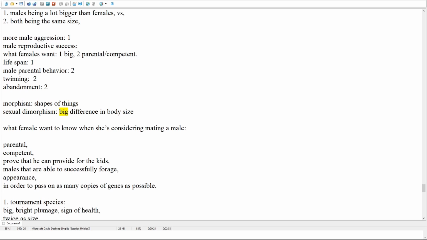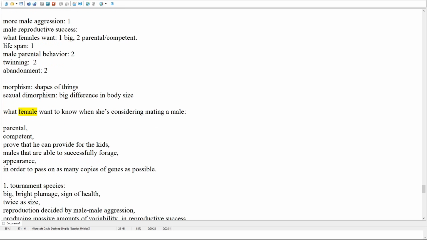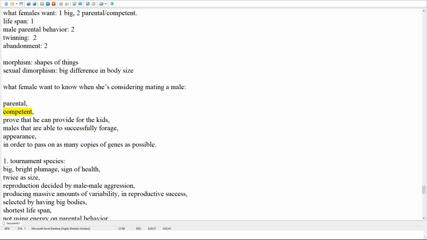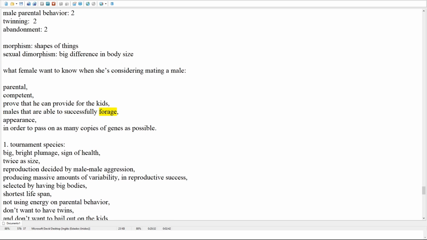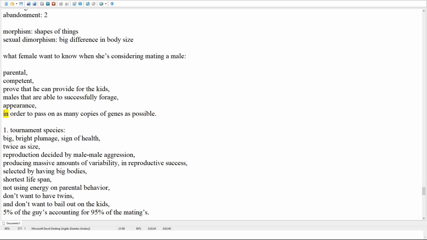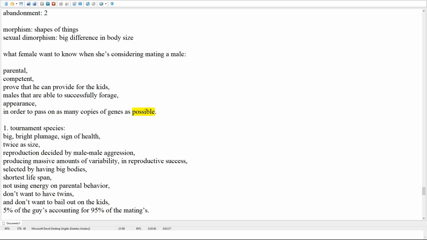Sexual dimorphism, big difference in body size. What does a female want to know when she's considering mating with a male? Parental. Competent. Prove that he can provide for the kids. Males that are able to successfully forage. Appearance. In order to pass on as many copies of genes as possible.